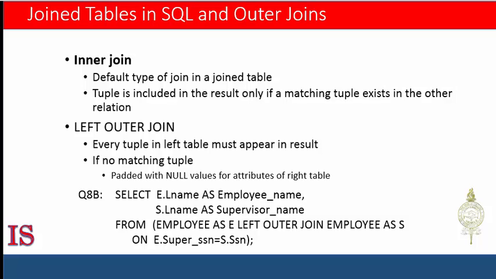a null value. In SQL, the options available for specifying joined tables include inner join, which is the same as join, where only pairs of tuples that match the join condition are retrieved. Left outer join, as we see in this case, specifies that every tuple on the left table must appear in the result. If it does not have a matching tuple, it is padded with null values for the attributes on the right side.